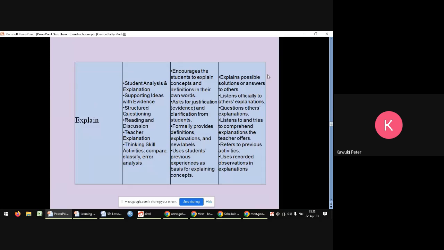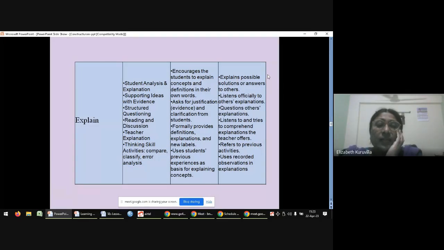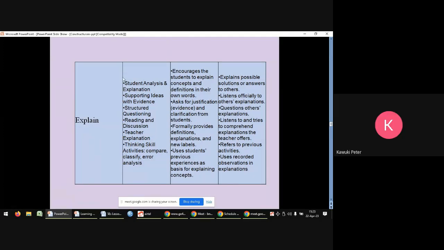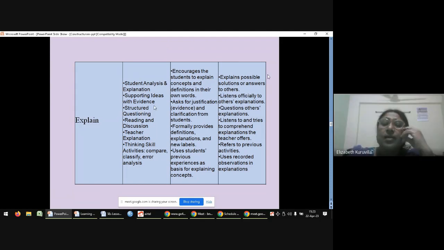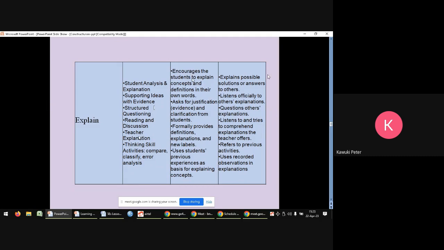Next, coming to explain, what are the activities there? That is student analysis and explanation, supporting ideas with evidence. I request everybody to mute your mic. Okay? Supporting ideas with evidence, structured questioning, reading and discussion, teacher explanation, thinking skill activities: compare, classify, error analysis. So these are the activities. Coming to the teacher part, we can see that it encourages the students.